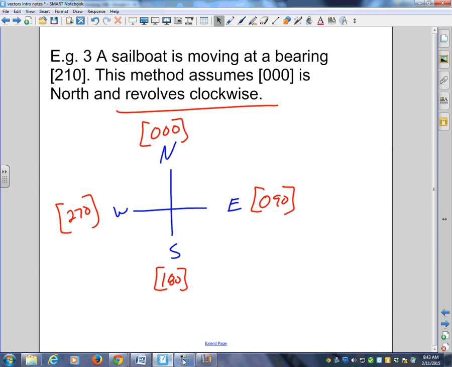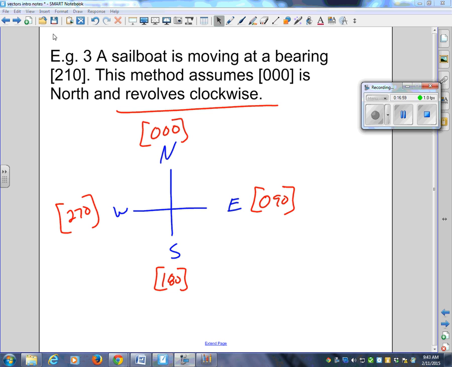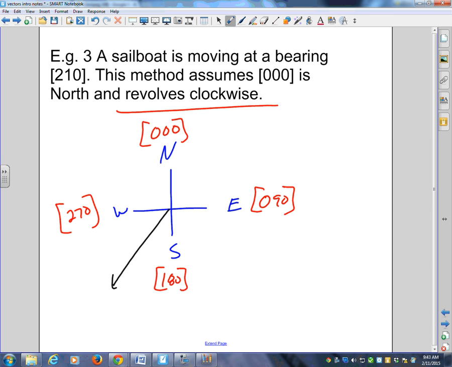Okay, so a bearing of 210 would be which direction? 210 would be like that, and you're right, that angle there would be 30 degrees. Does that make sense? Right? And, okay, Billy, 210, how would I write that out with the other method? If that's that angle right there, that would be south 30 west, exactly. South 30 west is equivalent to 210, right?